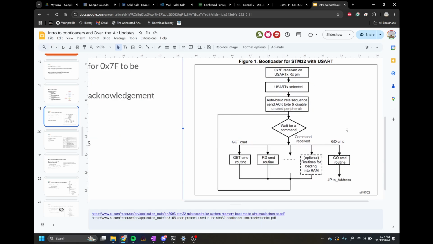So it's a bit of a tangent. The question is, what's the difference between UART and USART? One is universal synchronous asynchronous receiver transmitter. The other is universal asynchronous receiver transmitter. Basically it means that one of them has a clock line, one of them doesn't.